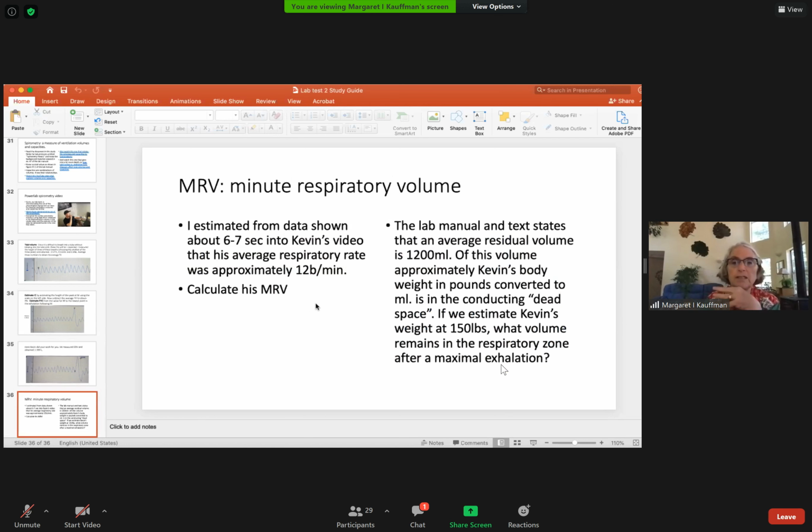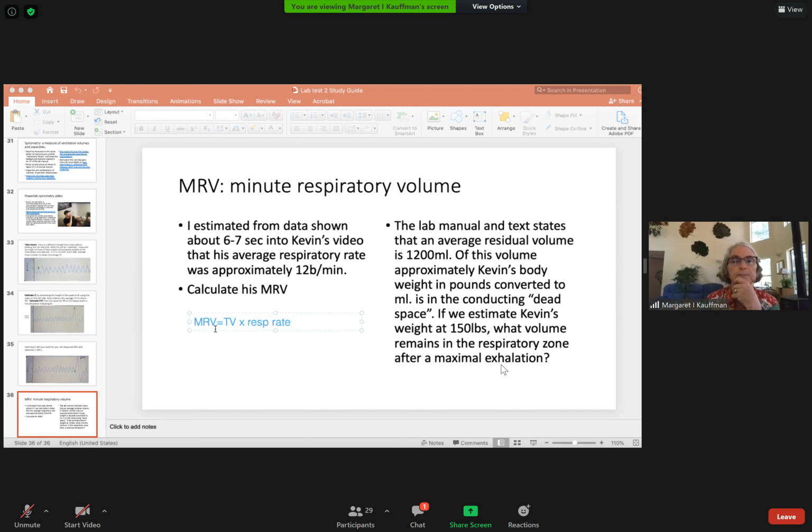Once you've got those data in the table, you're going to do a little math as well. I used the spirometer tracings to calculate an approximate average respiratory rate of 12 breaths per minute for Kevin. And from that, you want to calculate his minute respiratory volume. So remember, the formula for that is MRV equals tidal volume times his respiratory rate.